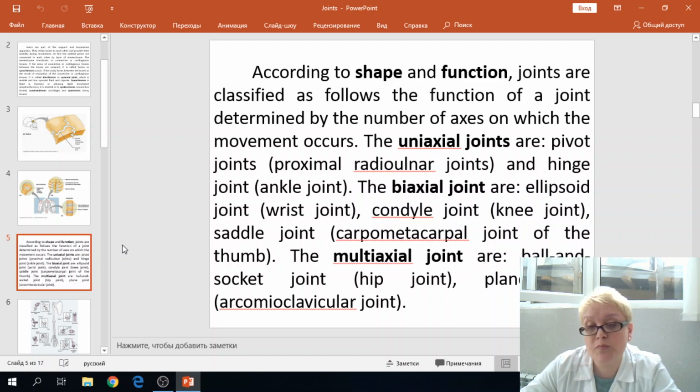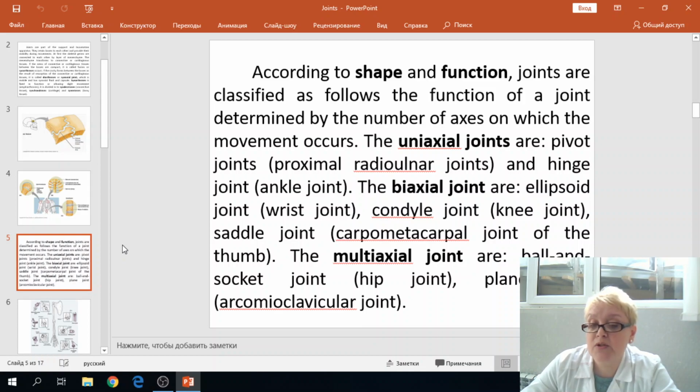In which axis is movement possible? In the proximal radioulnar joint, which is a pivot joint, just movement along the vertical axis is possible: supination and pronation. In the biaxial joint, movement is possible in two axes. For example, the biaxial joints are the ellipsoid joint, which is the wrist joint, in which movement is possible in two axes: in the frontal, flexion and extension, and in the sagittal, abduction. The condylar joint is, for example, the knee joint, and the saddle joint is the carpometacarpal joint of the thumb.